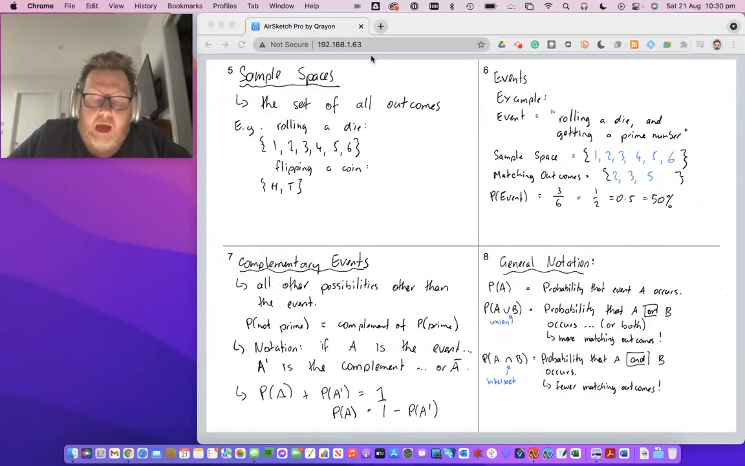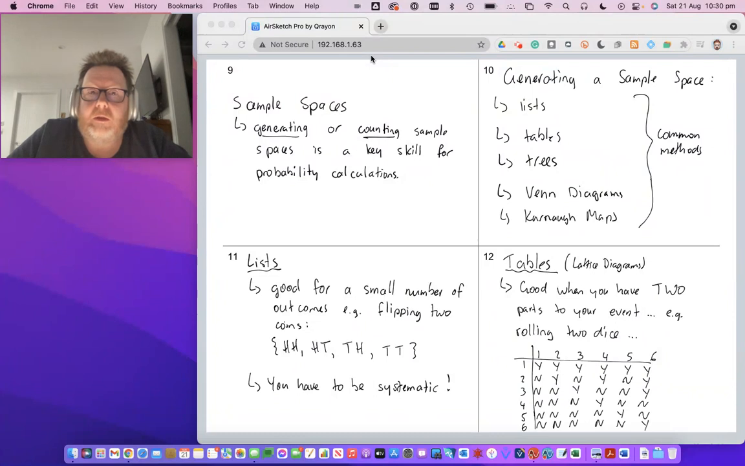So that's the other key thing with sample spaces, I suppose: if you can't generate it, if you can at least count it, that's good, or have a calculation that does the count for you. That'd be good. Here I've just listed the fundamental ways that a sample space is generated: by a list, by a table, by a tree, by a Venn diagram, by a Carnot map, or a two-way table, sometimes they're called.